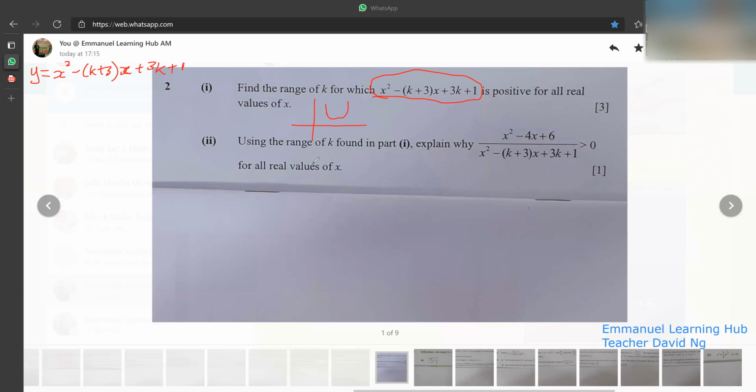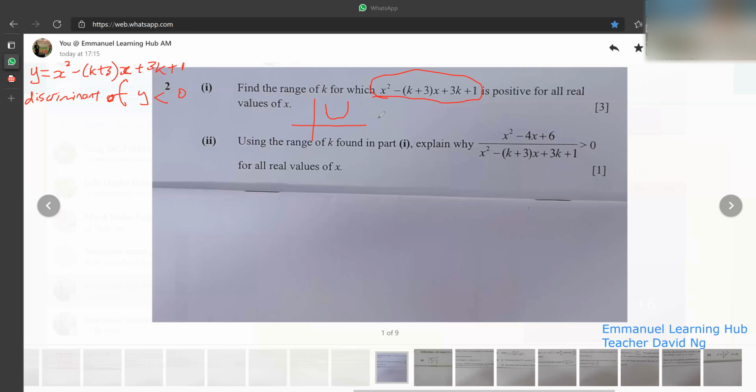Yes. So for this to be all positive, the discriminant of y, which is your b squared minus 4ac, has to be negative. Do you understand this concept? Yeah, the discriminant has to be negative in order for all the values of y to be positive, because there are no real roots.